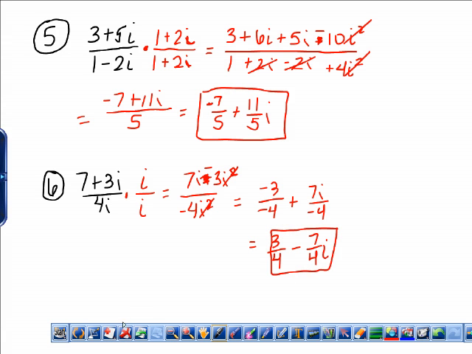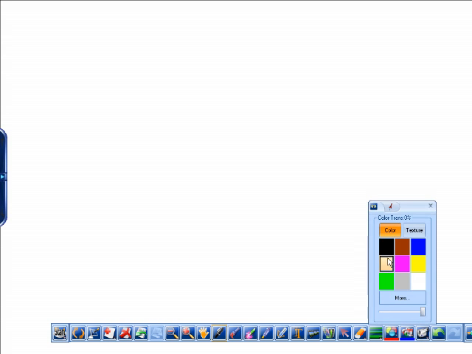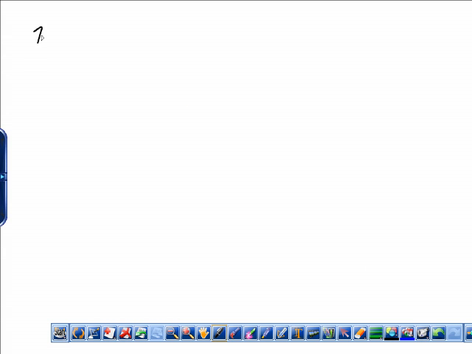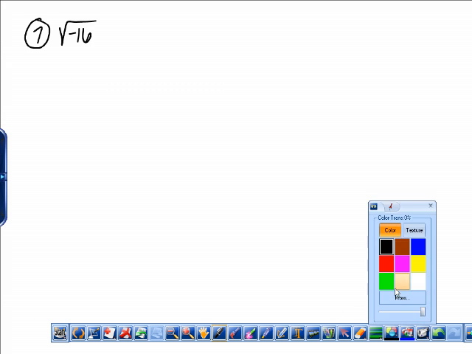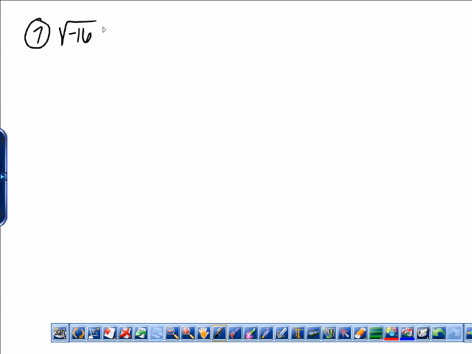All right, so those are operations with complex numbers. Okay, let's do a little bit more simplifying now, and I'm going to write something on here, and I want you to think in your head or write down what the answer is. Square root of negative 16. All right, now some of you are thinking, I know what that is. That is 4i. You are right.